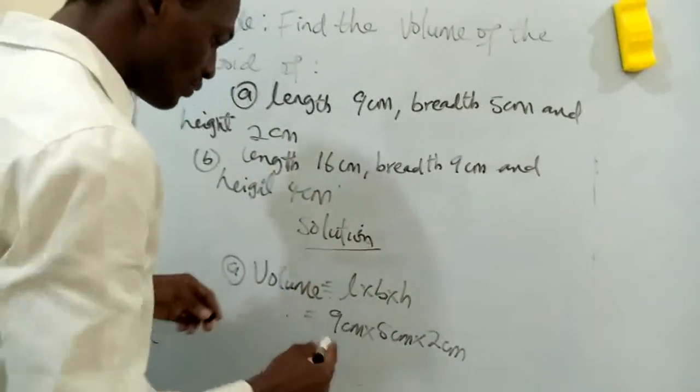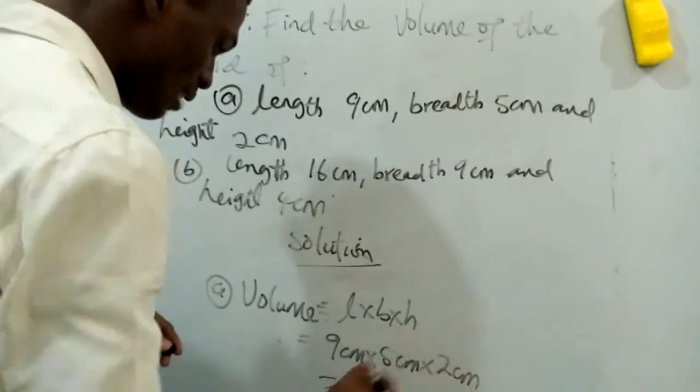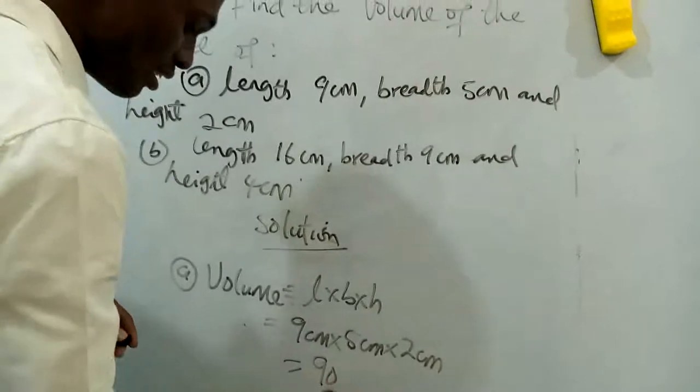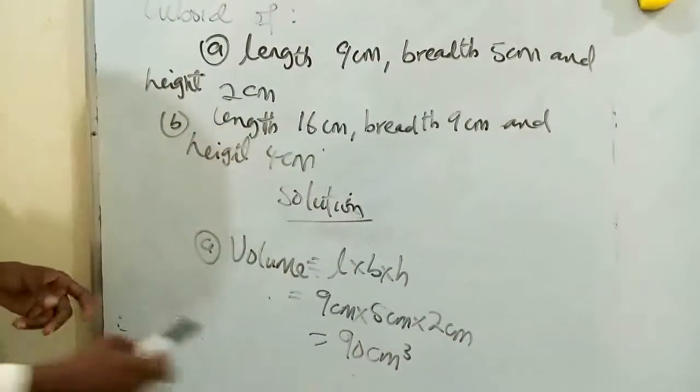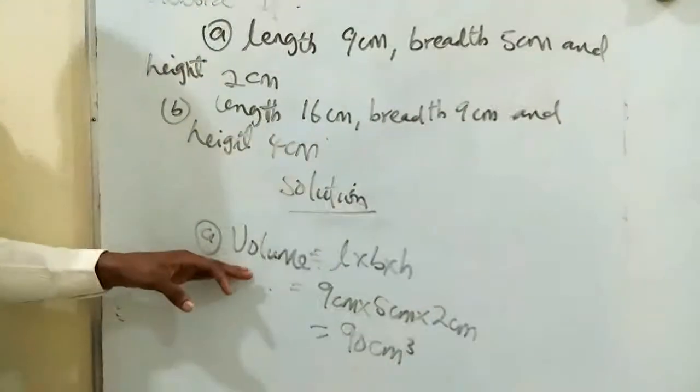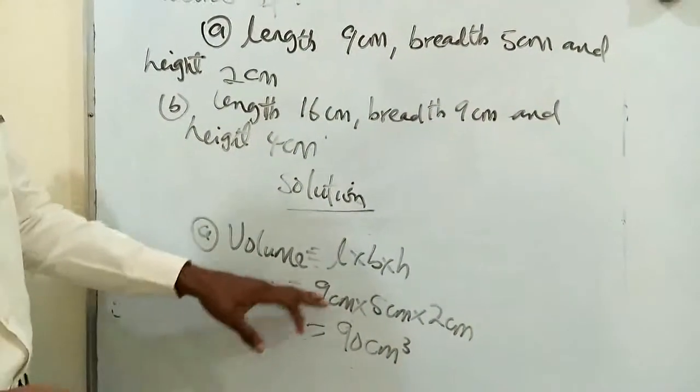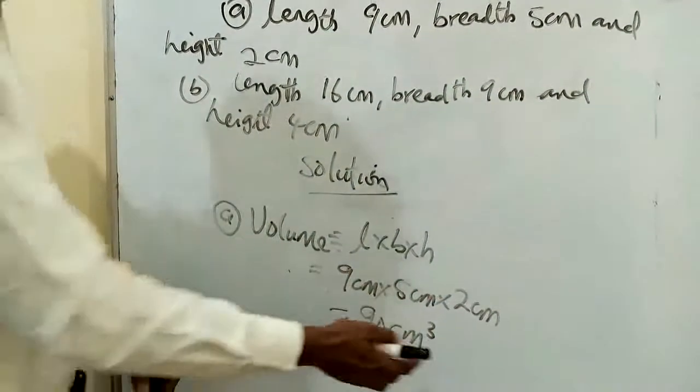9 times 5 gives us 45, and 45 times 2 gives us 90. So our answer is 90 cm cube. We have cube because we are calculating the volume. 9 cm times 5 cm times 2 cm gives us 90 cm cube.